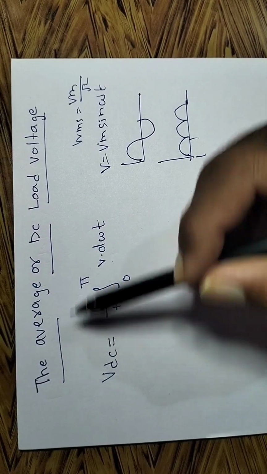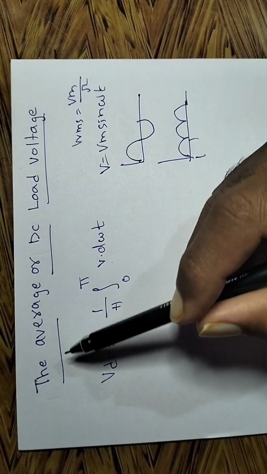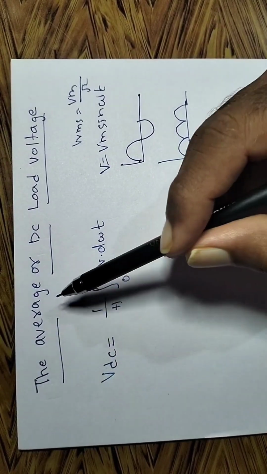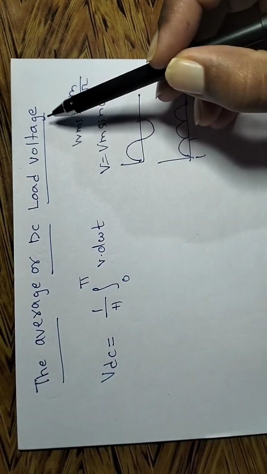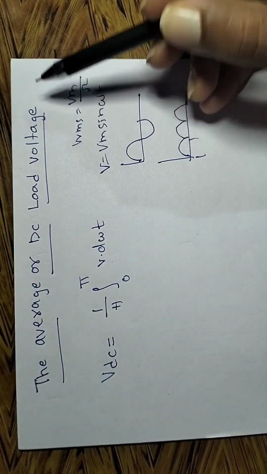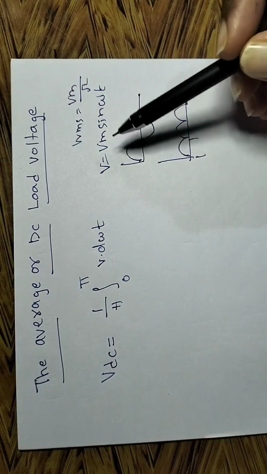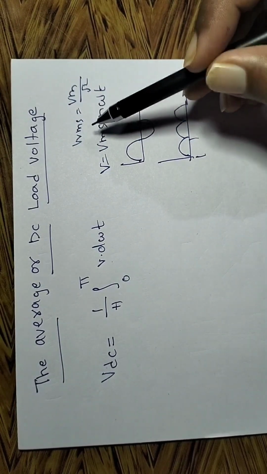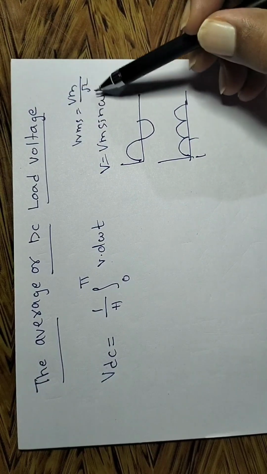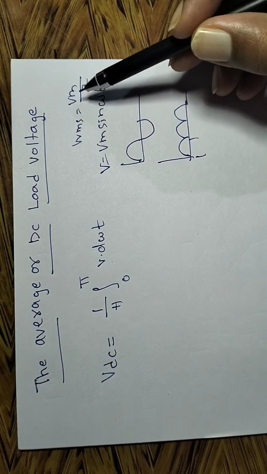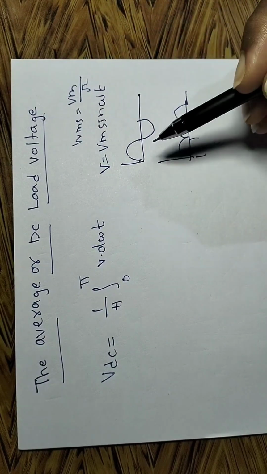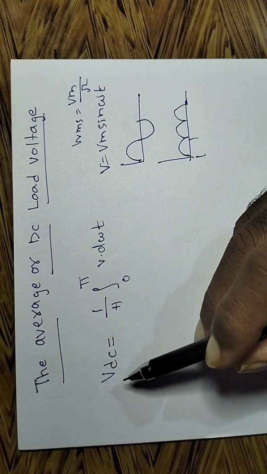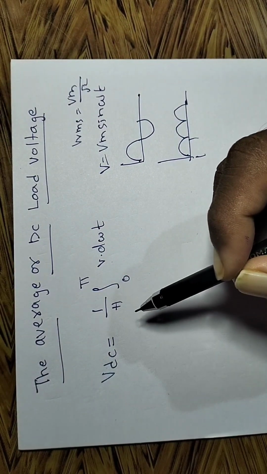Today we are going to cover the full wave rectifier VDC value, that is the average or DC load voltage. That is what we are going to find out, VDC. Before, we had already discussed the VRMS value, that is VRMS is equal to Vm by root 2. So that was seen in the previous video. Today we are going to look at the VDC value, that is the output DC load voltage.